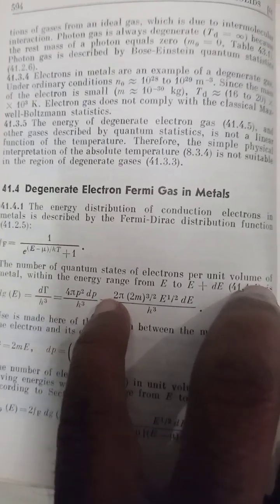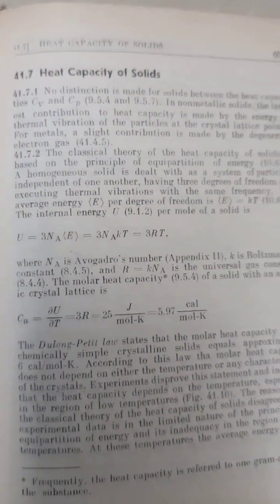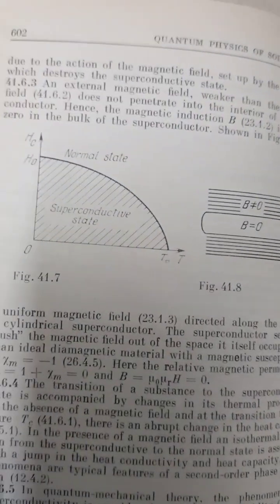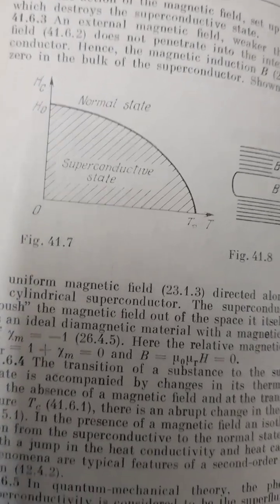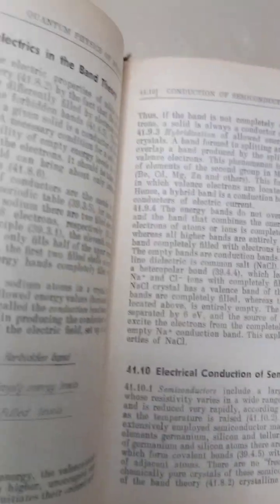You can see the students who are going to major in physics, this book is a Bible for them. The degenerate electron Fermi gas in metals. I am covering the whole topics of the book. Heat capacity in solids. Very crucial book it is. Normal state, superconductivity. So superconductivity is also discussed over here. And as you can see, as we are turning the pages, more and more knowledge of physics we are gaining, more and more knowledge in a short book.